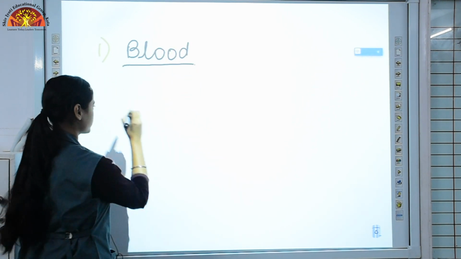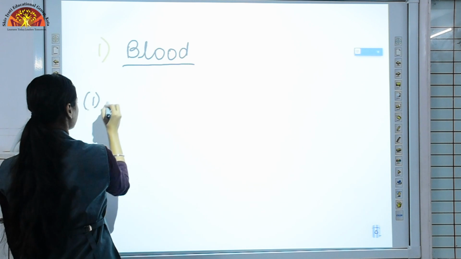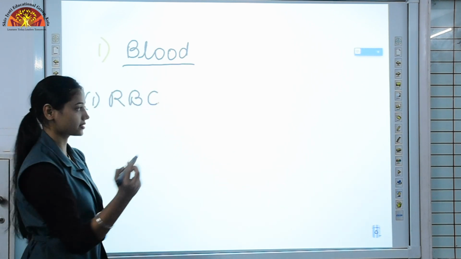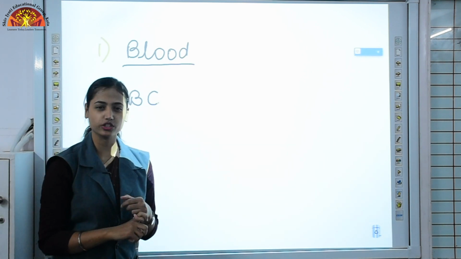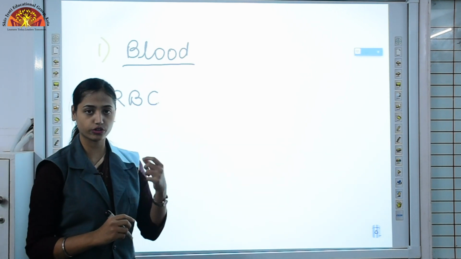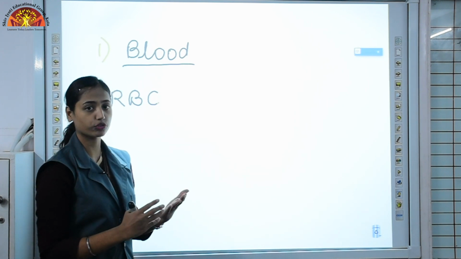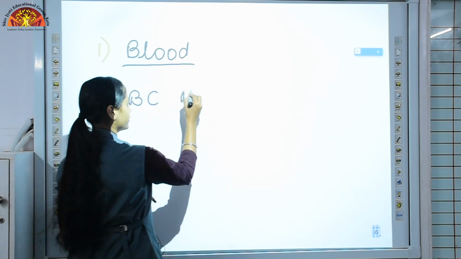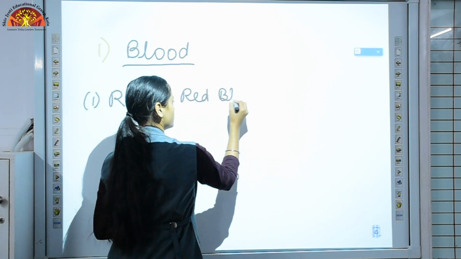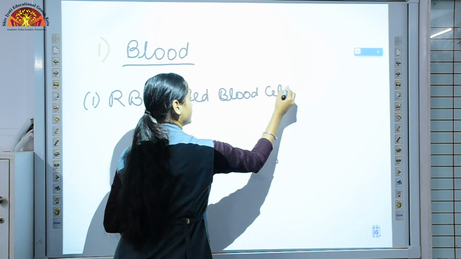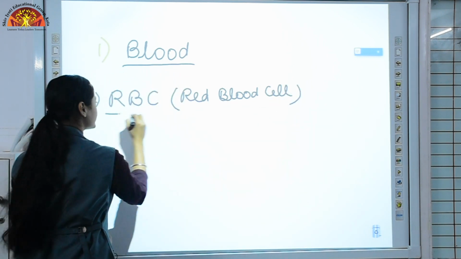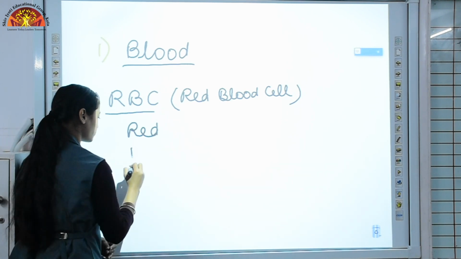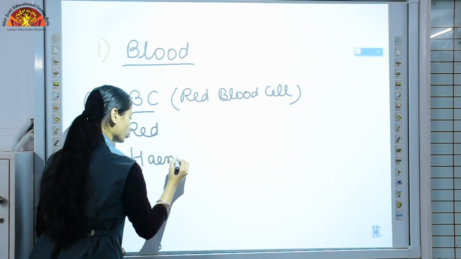It is of 4 types. First, RBC, red blood cells. When we bleed, you can see that red fluid coming out of your injured part of your body. So that red color is due to RBC, red blood cells. Now this RBC is red in color. Why? Because of the presence of hemoglobin.